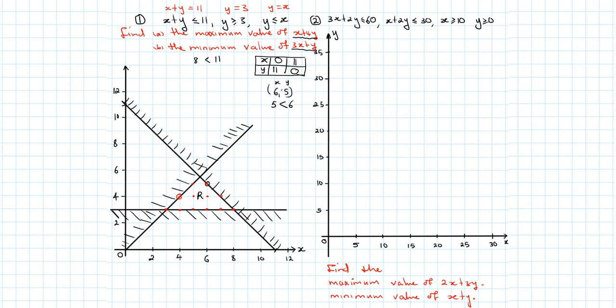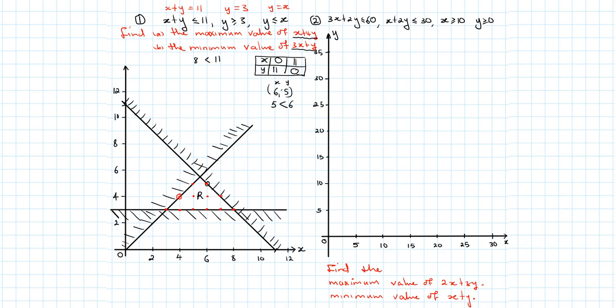So here our inequalities are 3x plus 2y is less than or equal to 60. x plus 2y is less than or equal to 30. And so on. So what do we do? What's the first thing we do? First thing we have to know what the variables are, x and y.